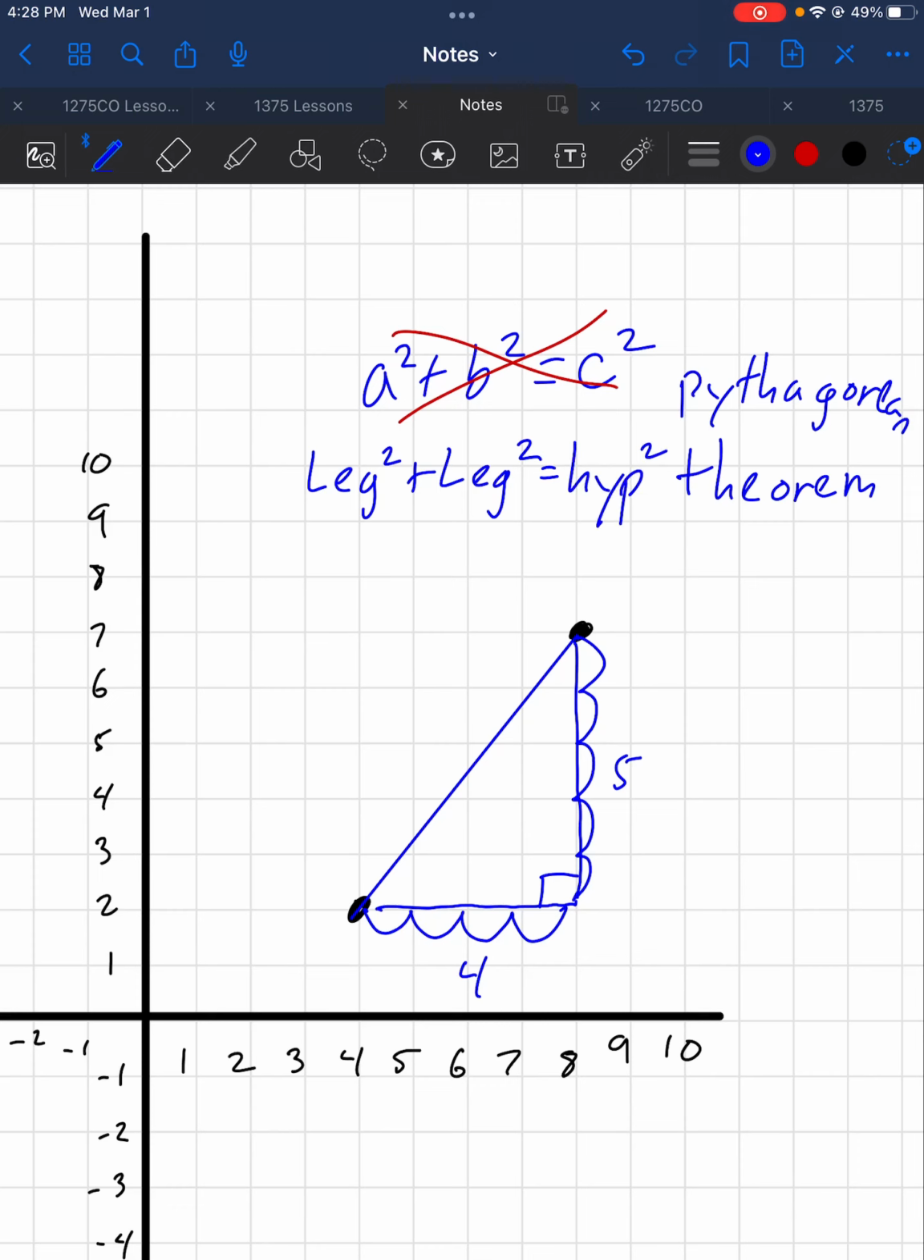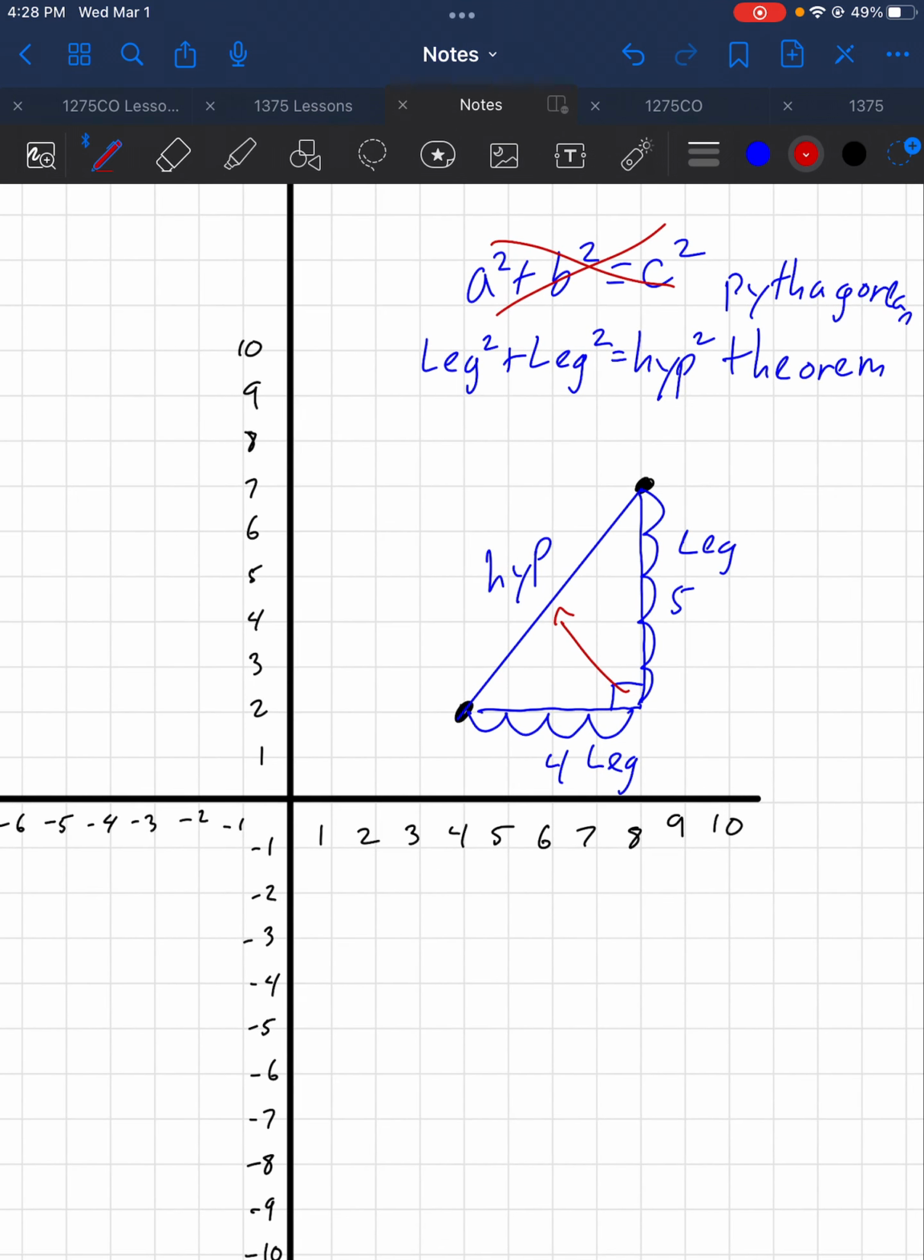The legs of a right triangle are the two line segments, two sides that form the right angle. The hypotenuse is the one side that does not form a right angle, and it is situated opposite the right angle. So that's the hypotenuse. Again, leg squared plus leg squared equals hypotenuse squared is what I like to use.